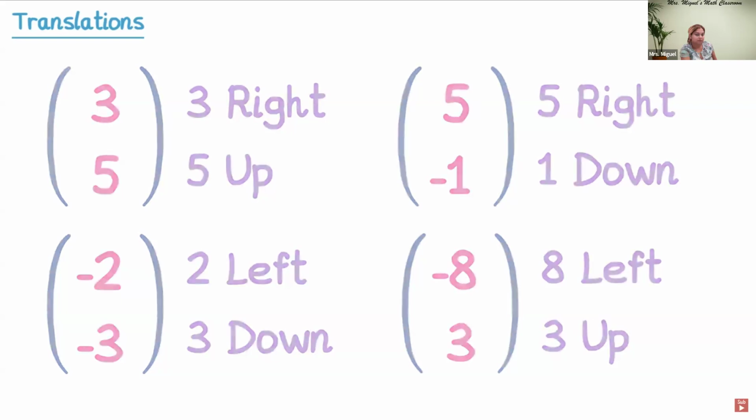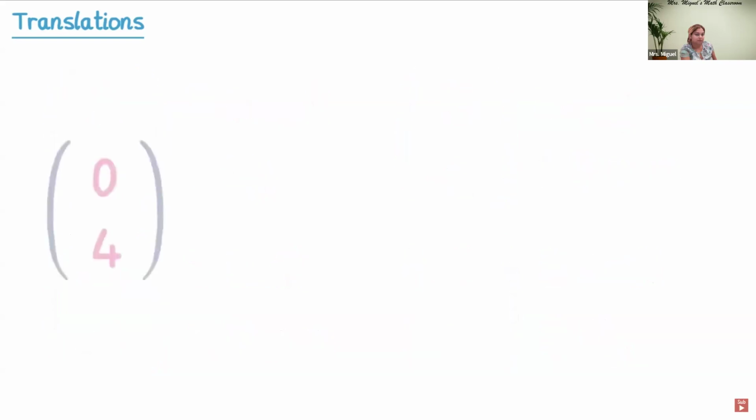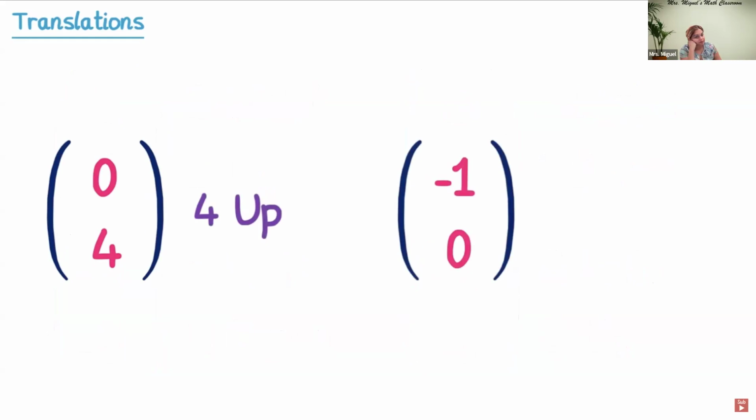And we'll have a quick look at 2 more vectors. So this one here, which is 0, 4. Since the top number is 0, we don't need to move left or right at all, so we only need to consider movement up or down. The bottom number is positive, so this one means to go 4 up. And for this vector here, -1, 0, -1 on the top means to go 1 to the left, and the 0 on the bottom means we don't need to move up or down at all, so this vector is just 1 to the left.